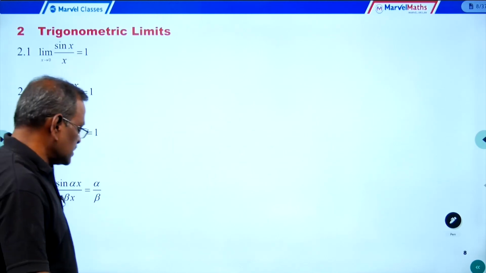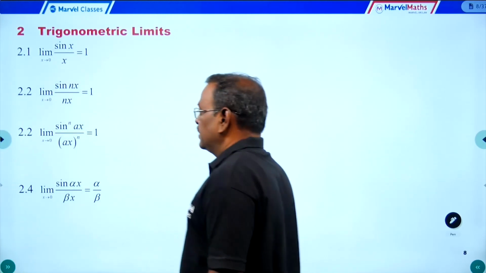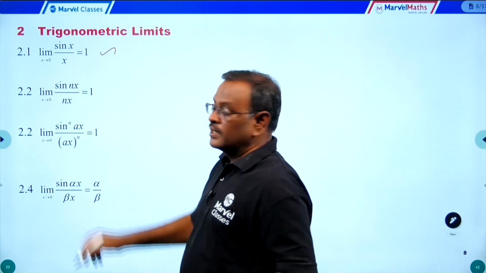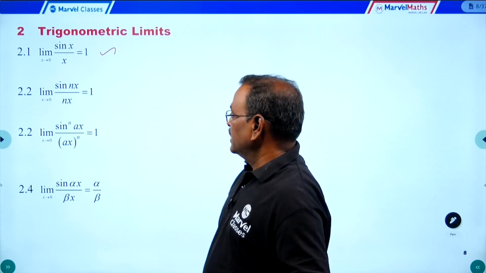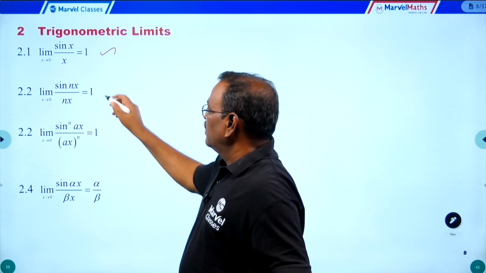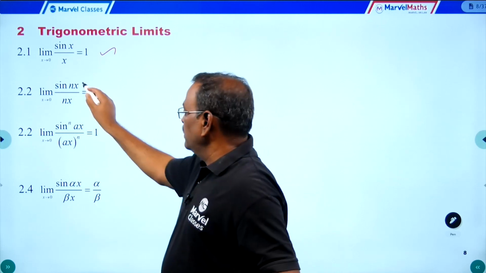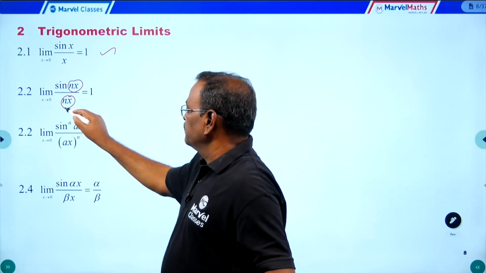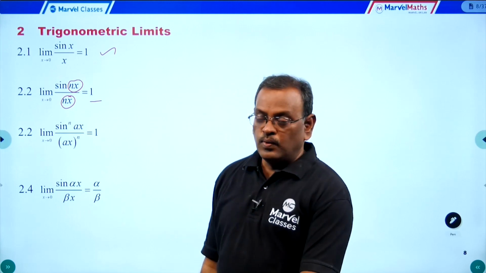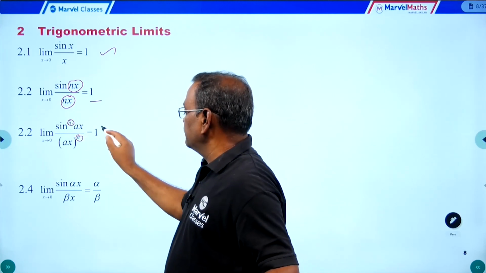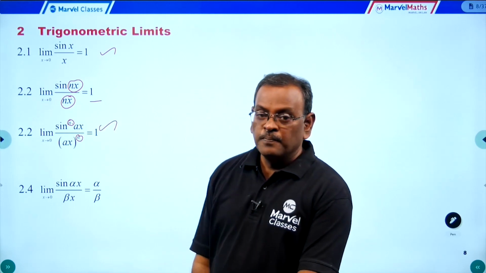And these are a few standard results of trigonometric limits. Limit x approaches 0, sin x by x equals 1. And limit x approaches 0, sin nx by nx equals 1. The coefficients should be the same, then also the value is 1. And also the powers are the same. Whenever the powers are the same, then the value of the limit is 1.